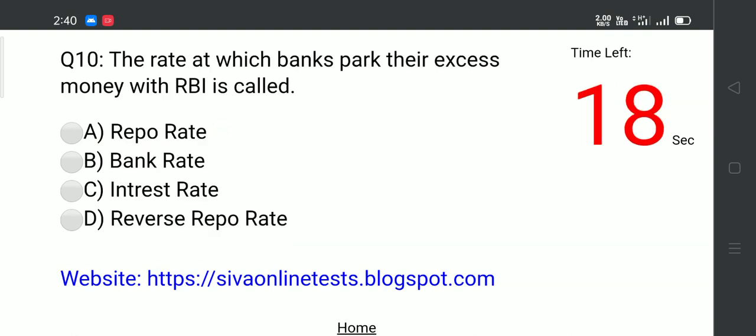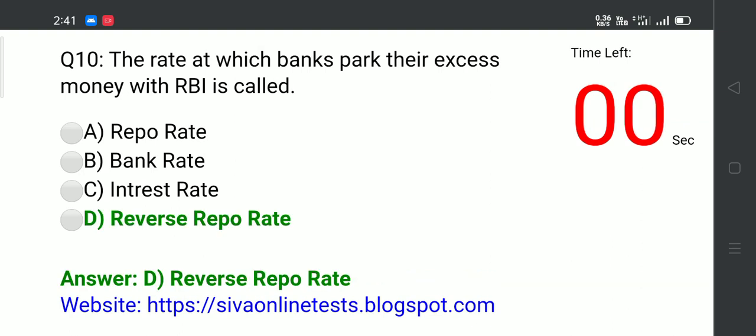Question 10. The rate at which banks park their excess money with RBI is called. Options. A. Repo rate. B. Bank rate. C. Interest rate. D. Reverse repo rate. Answer. D. Reverse repo rate.